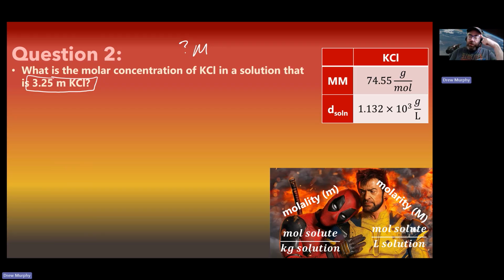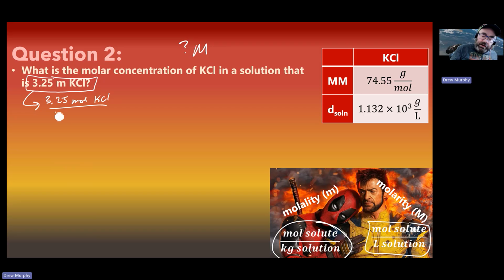What am I looking at? We know molal, and molal is moles of solute per kilograms of solvent, and we're looking for molarity, which is moles of solute per liter of solution. We don't even have to know how much stuff we have. We just have to be able to interpret what we have. So our 3.25 molal KCl is 3.25 moles of KCl in 1 kilogram of water.